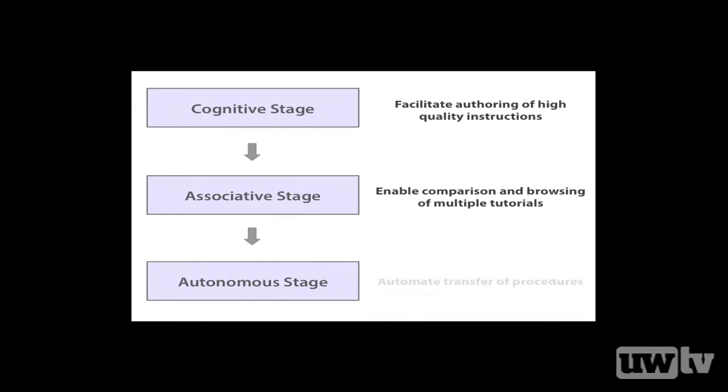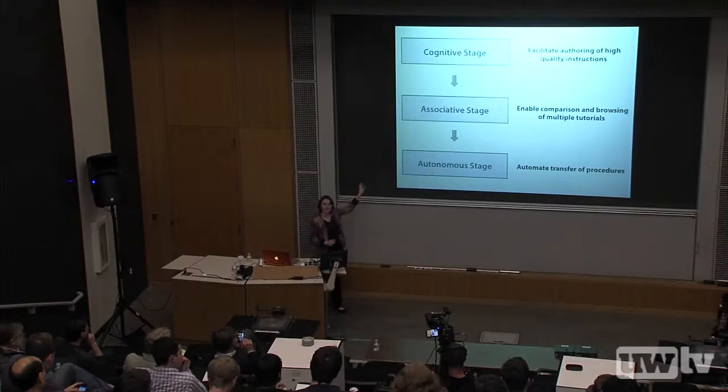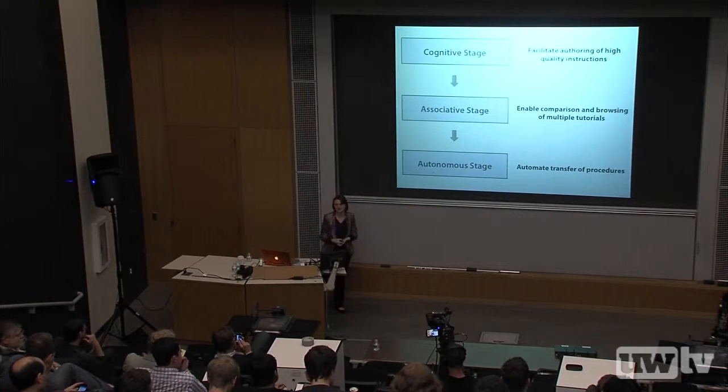So a challenge for the autonomous stage is to automate the transfer of procedures. Note that here this challenge is about teaching a procedure to a computer, whereas in the two previous cases, it was about facilitating the learning process for a person.